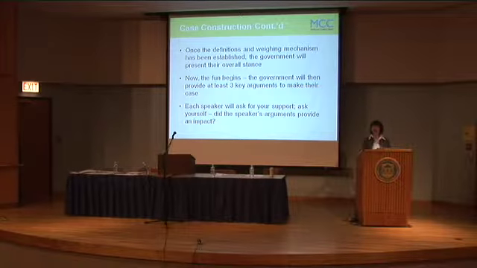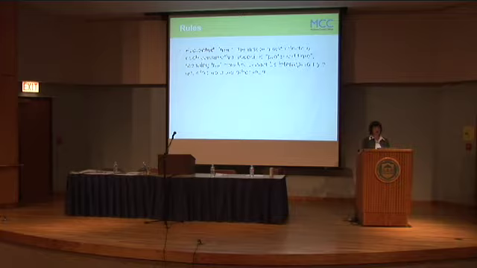Once we've established the definitions and the weighing mechanisms are all agreed to, the government presents their overall stance. Now here's where the fun begins. They're going to typically advance three major arguments. We also call those contentions, and that's going to make their case. Each speaker at the end of their speech is going to ask you to vote for them, to give you their support, to agree that they made the most impactful argument. So that's something you need to weigh as you listen to each speaker advance their argument, because at the end you will be voting.